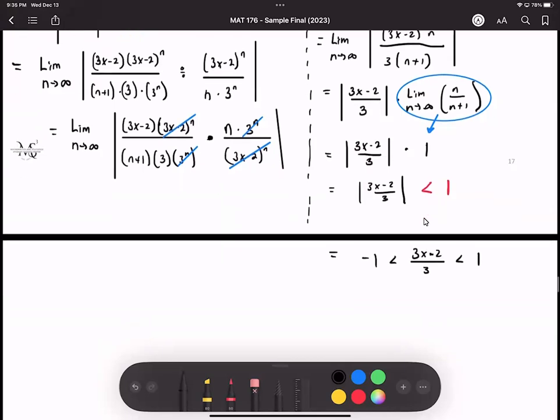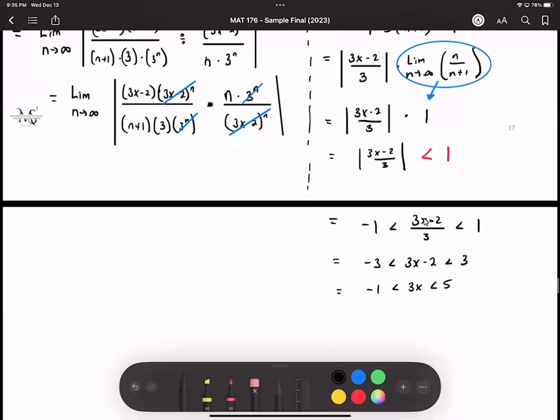So what I can do is first multiply the entire inequality by 3. So this will give me negative 3 is less than 3x minus 2 less than 3. Then I could add 2 to both sides. So we'll get negative 1 again, less than 3x, which is less than 5. Because I had to add 2, so 3 plus 2 is 5.